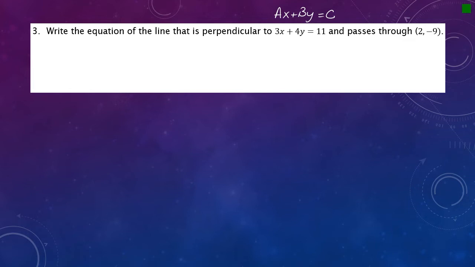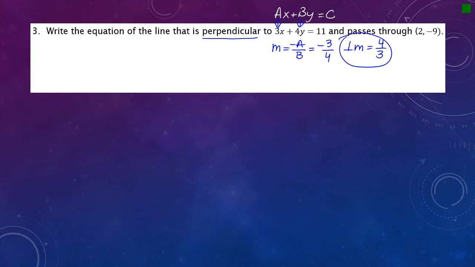So a is 3 and b is 4, and if you remember, that little shortcut was -a over b. So I'm going to do -3 over 4. So that is the slope of the line we were given, but we want a perpendicular slope. So a perpendicular slope would be the opposite reciprocal. So since my original slope is negative, my opposite reciprocal slope will be positive. And then I need to take the reciprocal of 3/4, which is 4/3. So this is the slope that we're going to use in the formula.